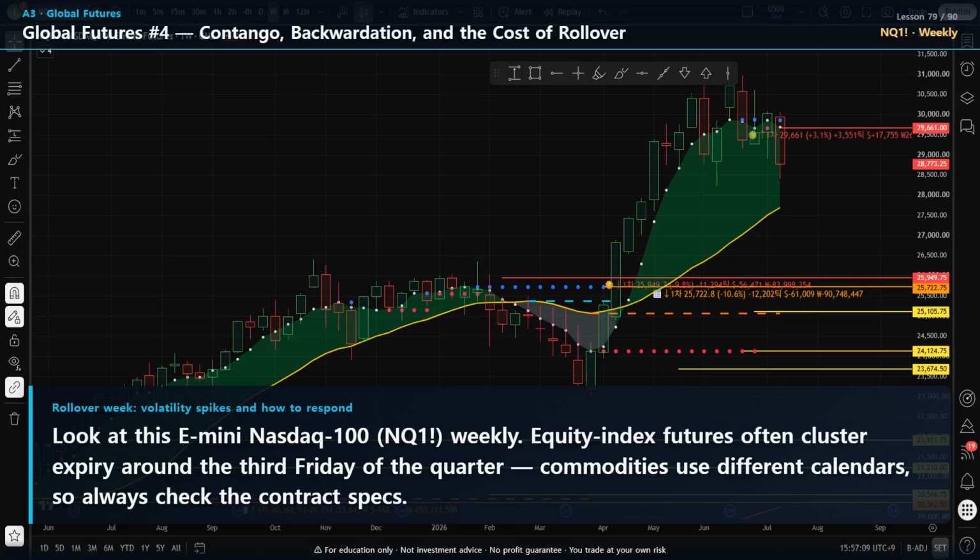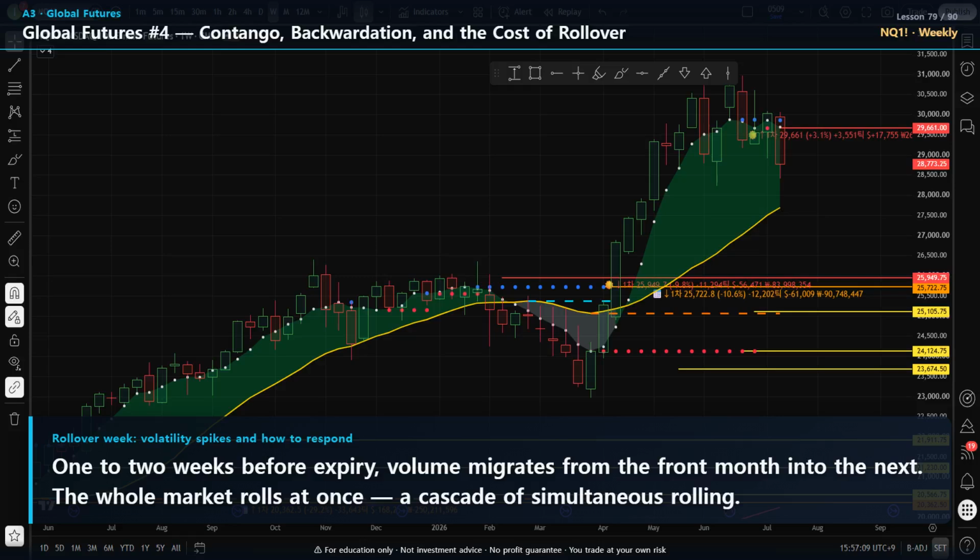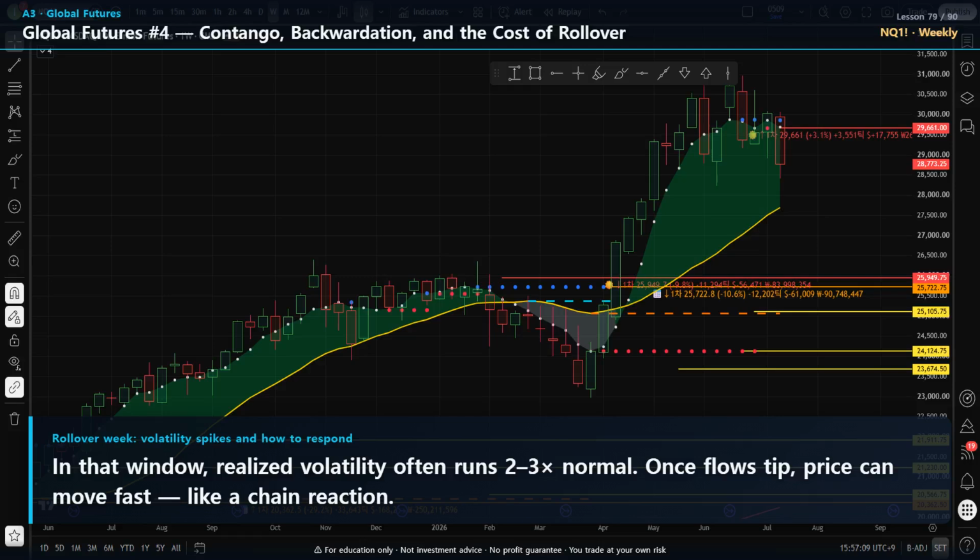On Nasdaq 100, NQ1, weekly. Equity index futures often cluster expiry around the third Friday of the quarter. Commodities use different calendars, so always check the contract specs. 1 to 2 weeks before expiry, volume migrates from the front month into the next. The whole market rolls at once, a cascade of simultaneous rolling. In that window, realized volatility often runs 2-3 times normal. Once flows tip, price can move fast, like a chain reaction.